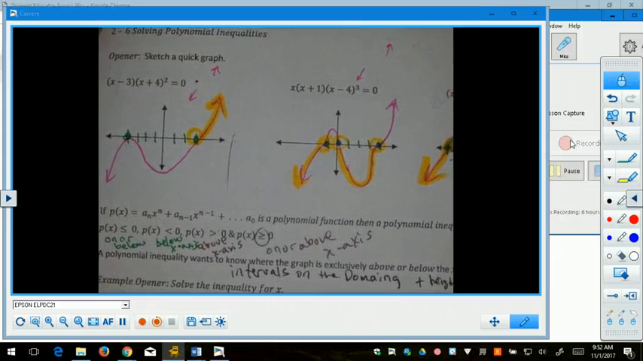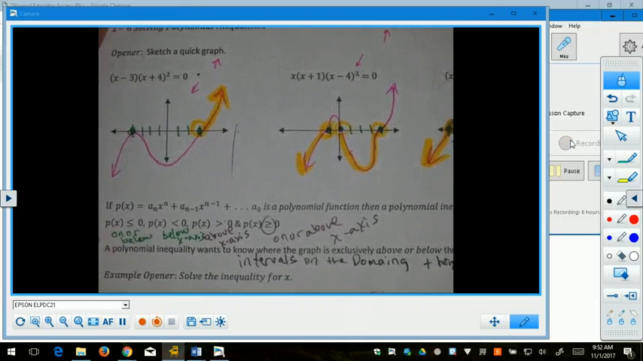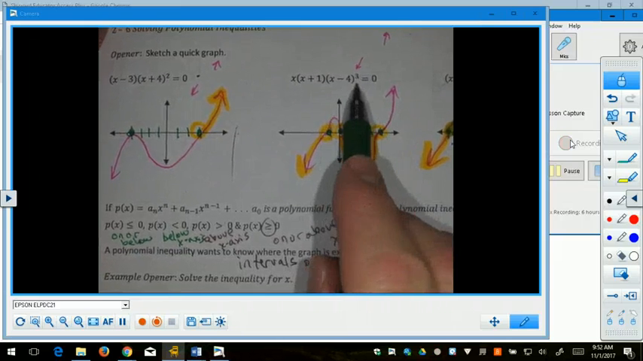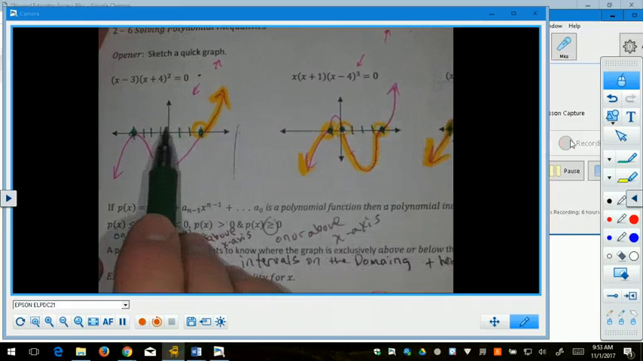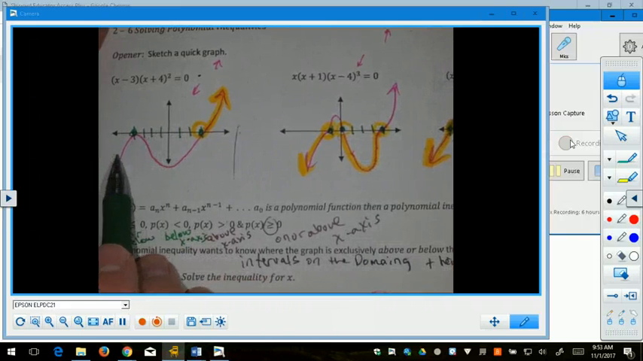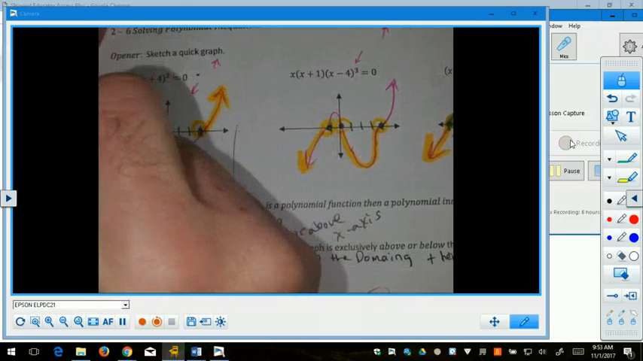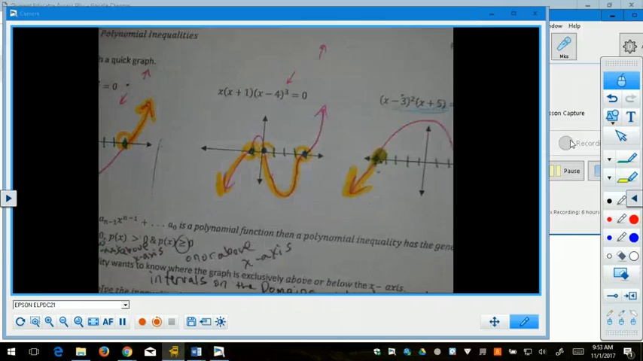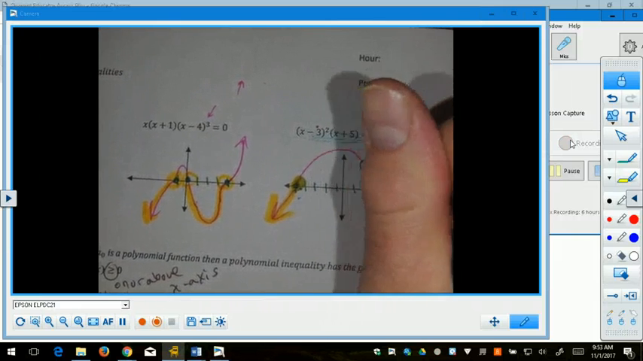When? When it bounces. And when does it bounce? When it has even multiplicity. If it has odd multiplicity, it just does a twist, but it still changes from minus to plus. But if it bounces, it maintains that sign. To the left of this 0 and to the right of this 0, we're below the x-axis. To the left of this 0 and to the right of this 0, we're above the x-axis.